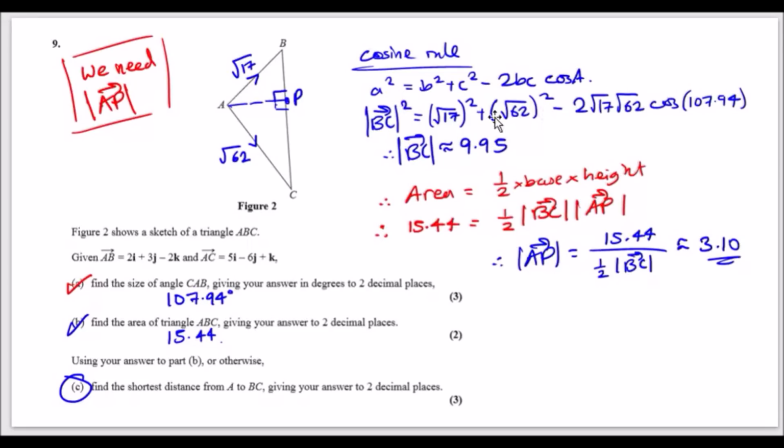Using the cosine rule is just my favorite. Treat the massive length as little a, and the corresponding angle here as 107.94, and call these two lengths root 17 and root 62, and just smash away. I'm going to assume you are well versed with the cosine rule, so I'll skip that. Now just plug in all your known values, make AP the subject, and you get 3.10. Easy. Now let's move on to the next one, number 10.